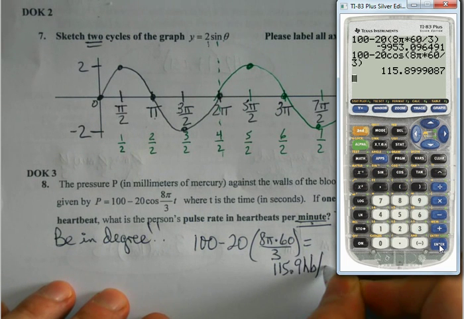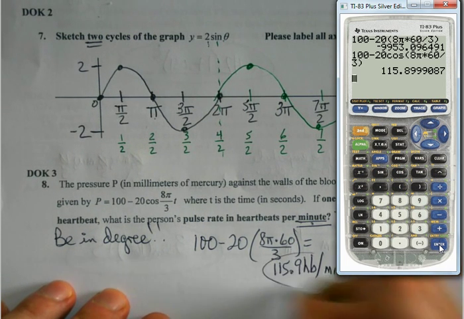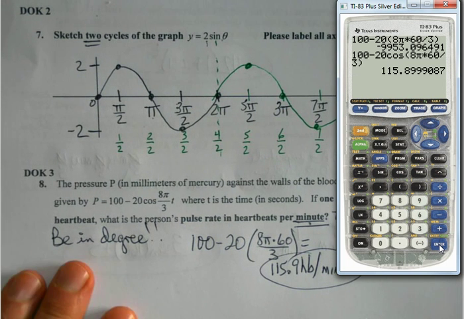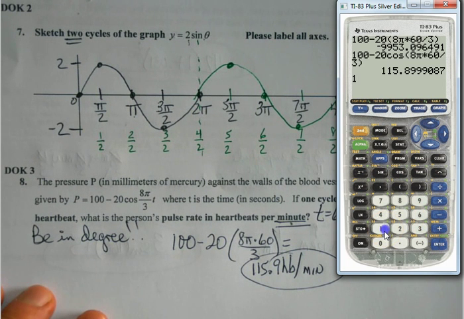115.9 heartbeats per minute. Now, let's say when I was doing this, I made a boo-boo. Not like the one up there where I completely forgot cosine. That's a little over the top. But let's say you're looking at this and you're like, all I see that should be in the parentheses is the 8 pi divided by 3. So you do that, and then you do your times 60.